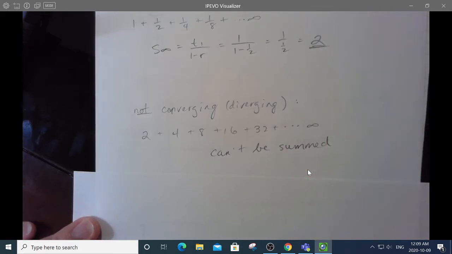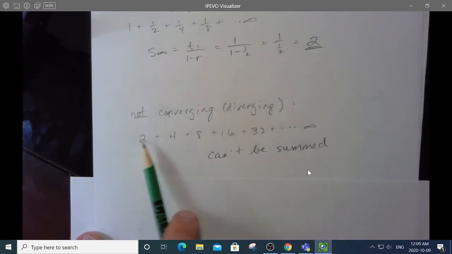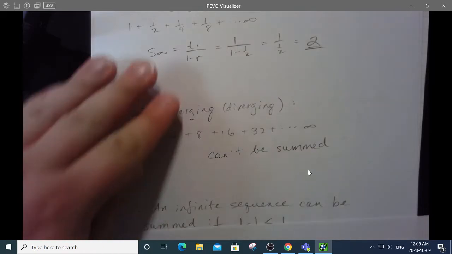Infinity is not really something we can work with mathematically. It's something we have to think about and work around. But certainly I can add this number of terms infinitely. This one I cannot. So that was one important idea.